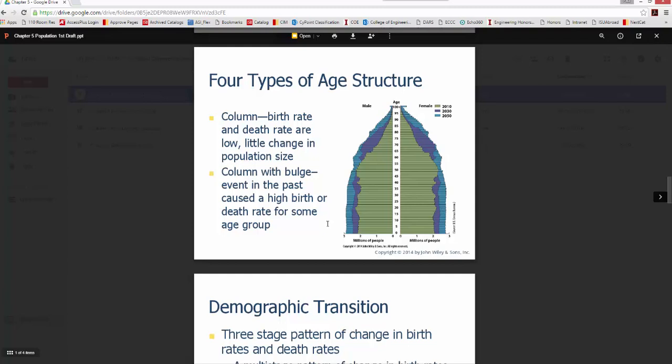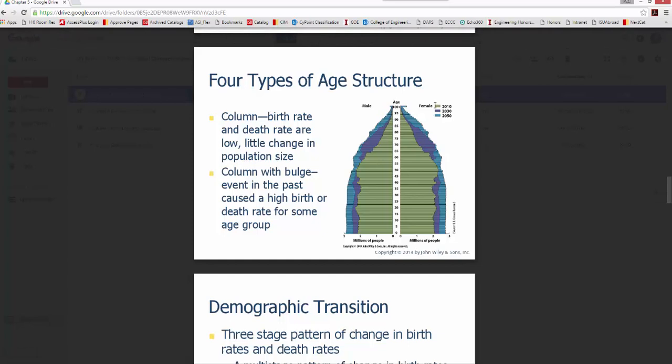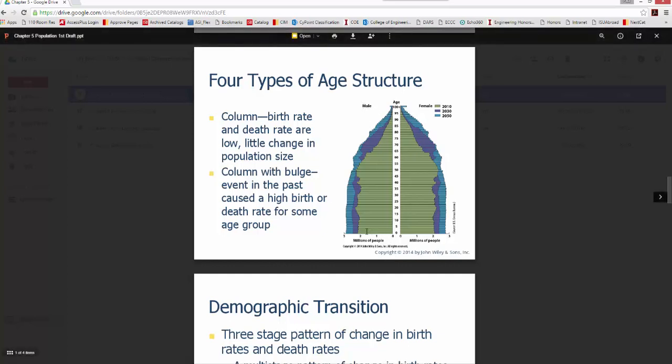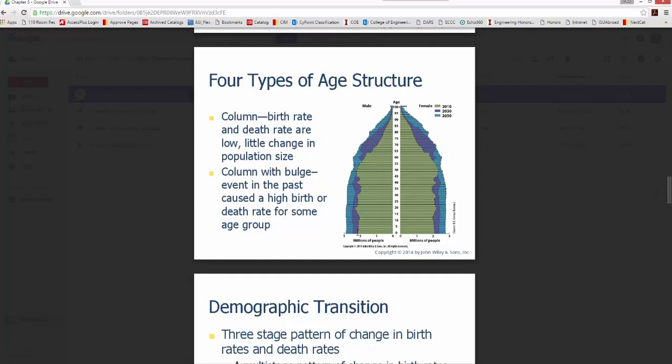I guess I should back up. I'm kind of jumping ahead here. So we've got several different things going on here. In this particular graph, everything in green is from 2010. So if we look on the male side of things, we see that newborns make up a shade over 2 million in 2010.